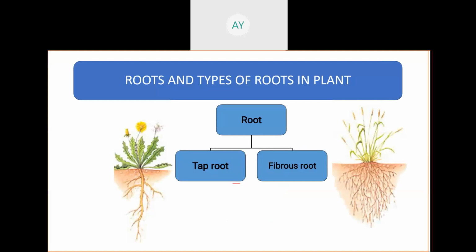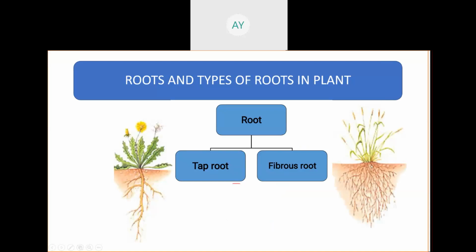Now come to the root. I have already discussed the function of the root. There are mainly two types of root: one is tap root, one is fibrous root. Generally, tap root is present in dicot plants, just like reticulate venation. Tap root is present in dicot plants only, and fibrous root is present in monocot plants only. What is the difference? You will find a single main primary root, and then secondary roots, and then tertiary roots in the case of the taproot system.